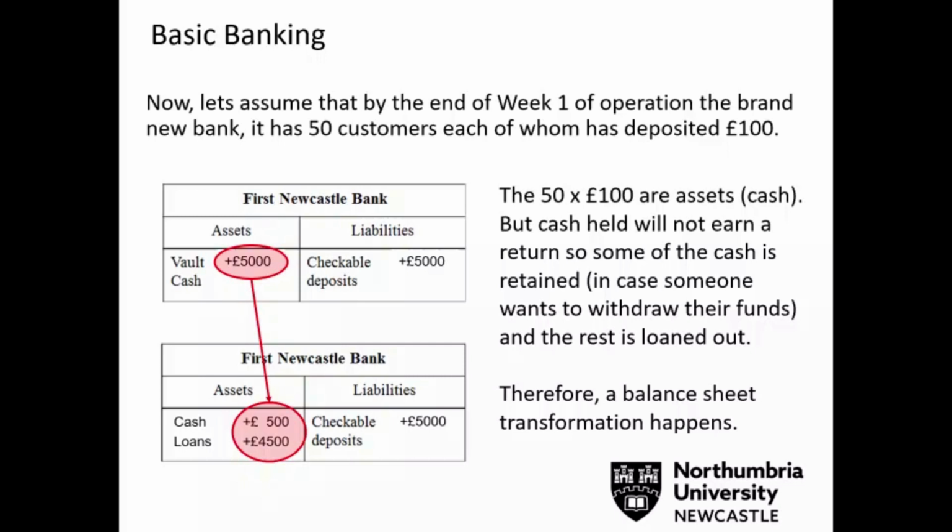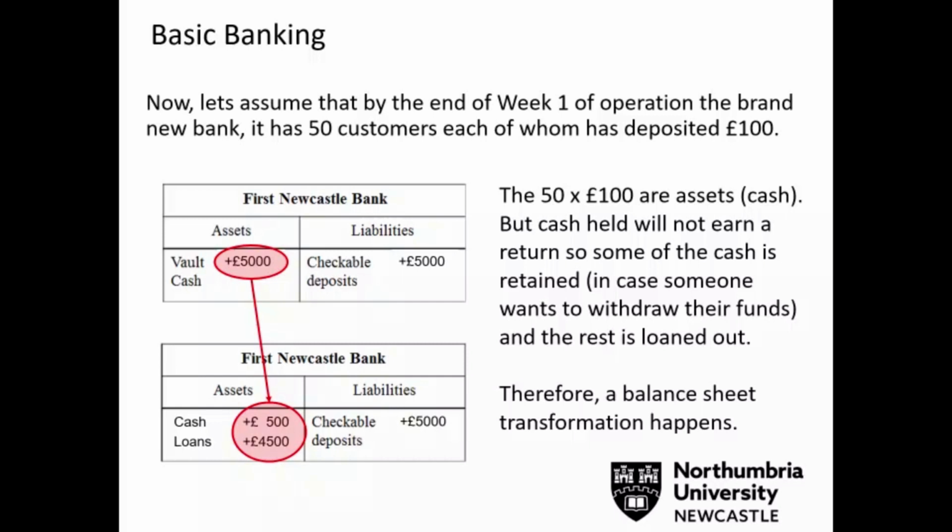Okay, now let's scale this up. We've been quite successful in our first week at attracting additional customers. So now we have 50 customers who have all conveniently provided £100 each. Again, if we look at the top balance sheet, we'll say, again, liabilities, we have to pay it back. £5,000 of liabilities because we owe it back to them. But on the asset side, again, if we put it in the vault, it's cash in the vault.